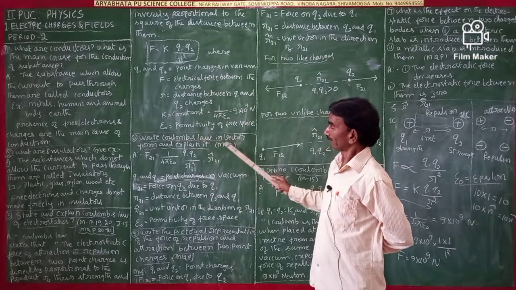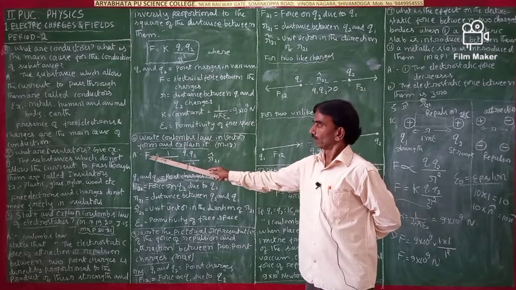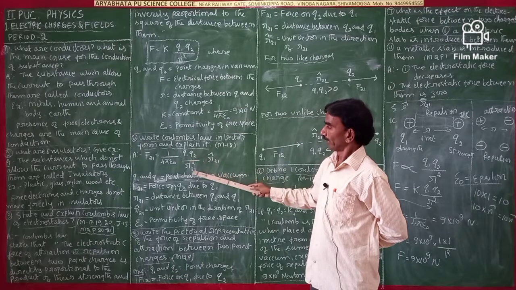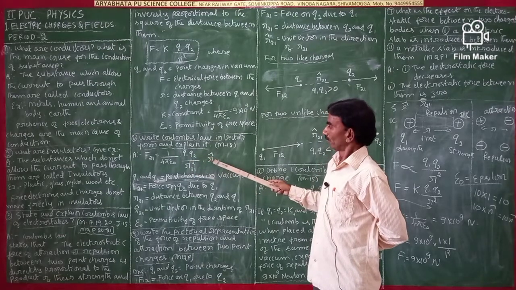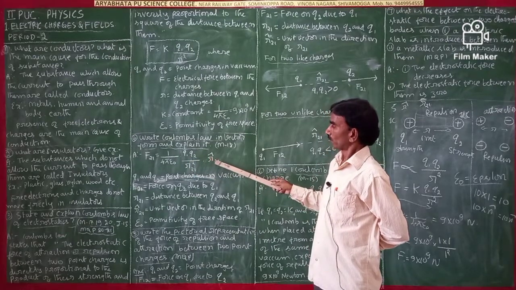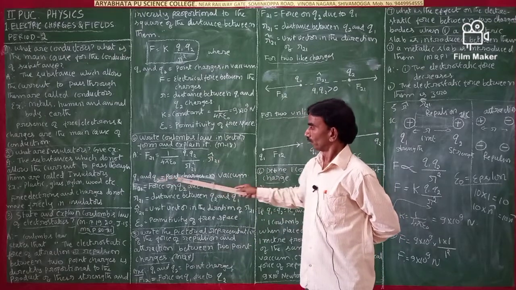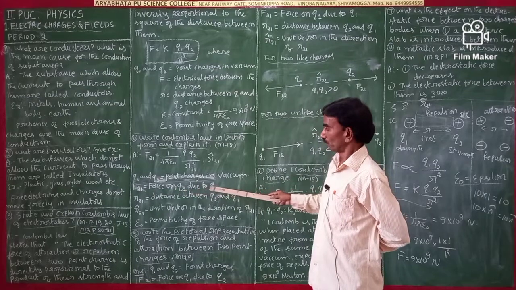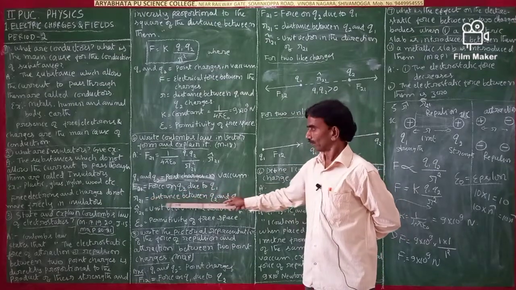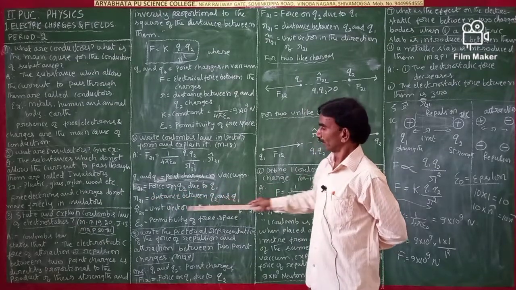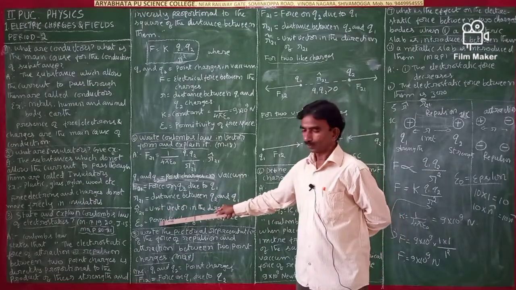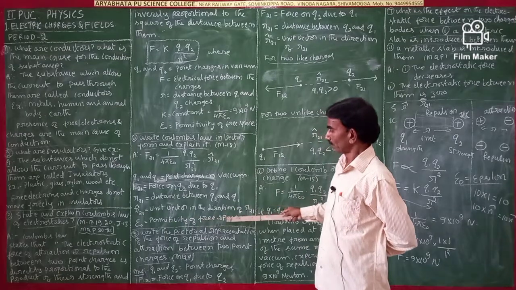Write Coulomb's law in vector form. F21 is equal to 1 by 4 pi epsilon naught into Q1 Q2 by R21 square into R cap 21. Q1 and Q2 are point charges in vacuum. F21 is equal to the force on Q2 due to Q1. R21 is equal to the distance between Q1 and Q2. R cap 21 is the unit vector in the direction of R21. Epsilon naught is equal to the permittivity of free space.